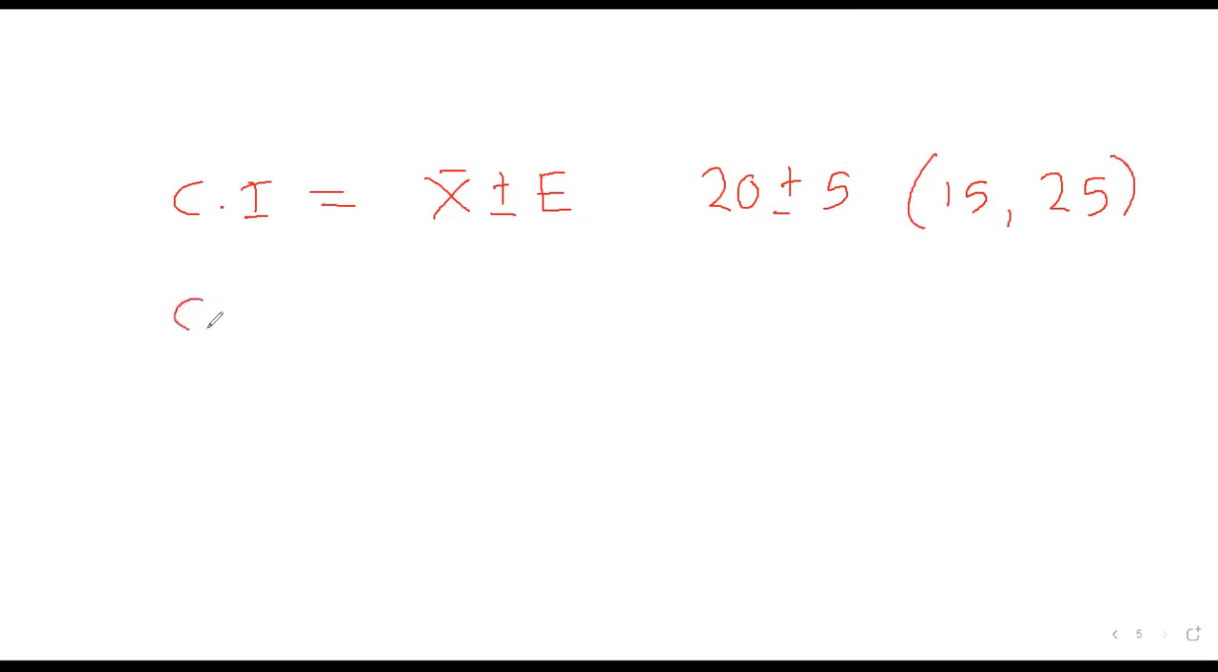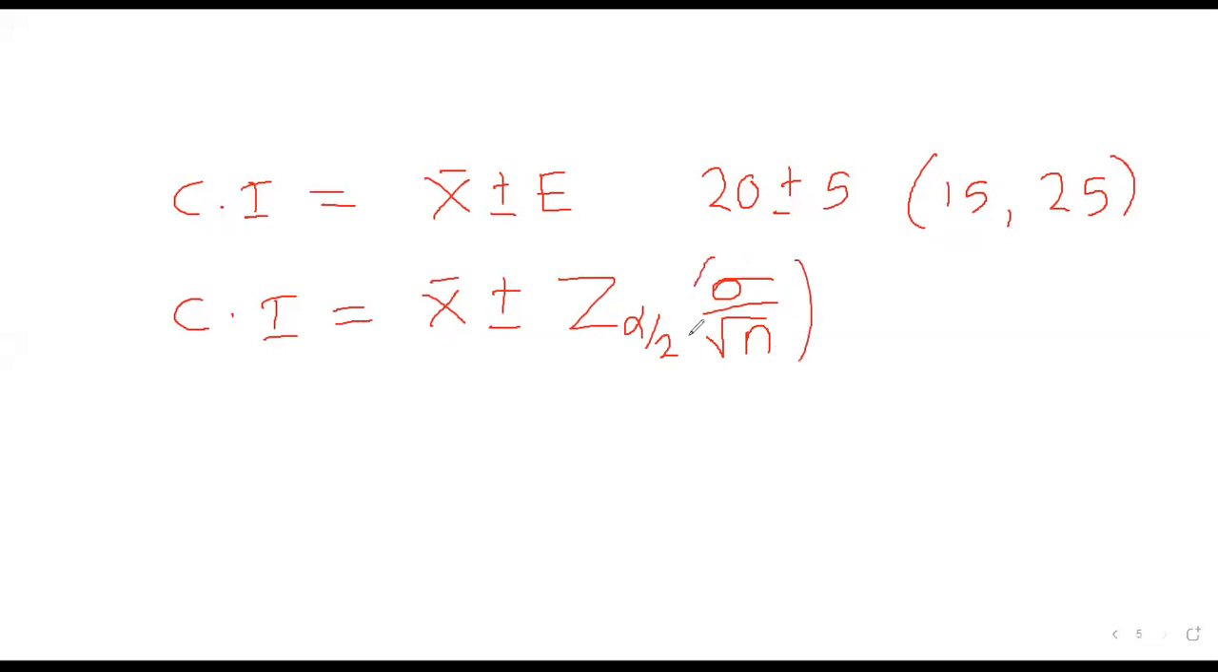So when we're dealing with samples more than 30, our formula for the mean is given by x-bar plus or minus z alpha over 2, times the standard deviation divided by the square root of the sample size. That is the formula that we use. Now, how do we calculate this z value?